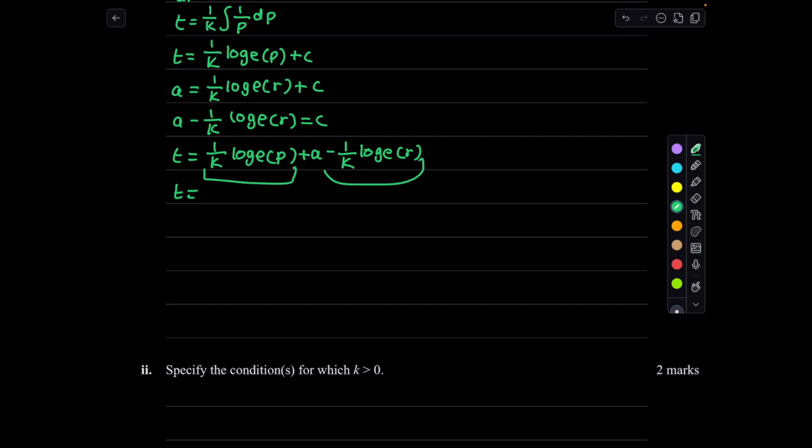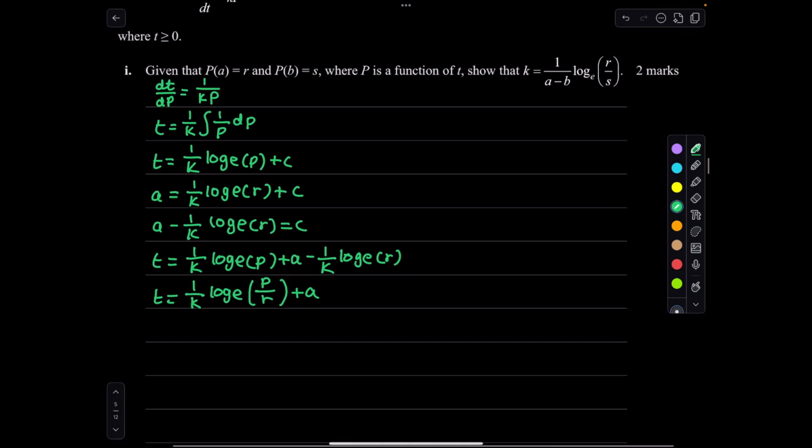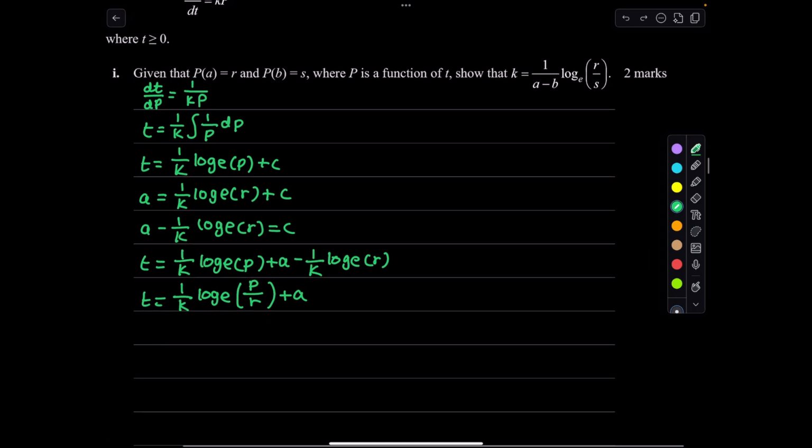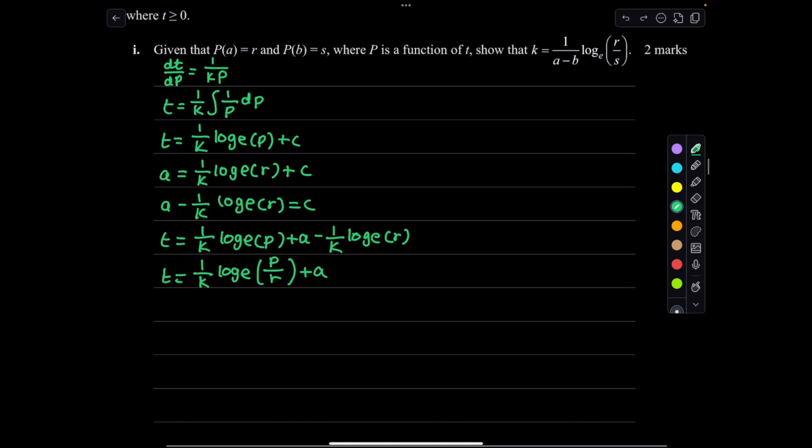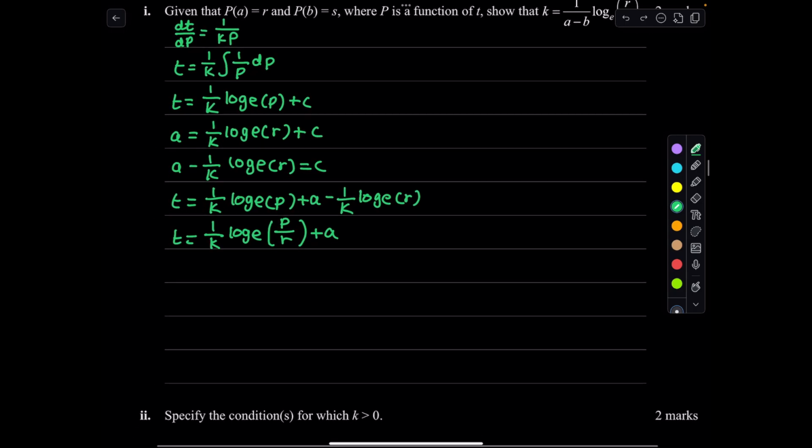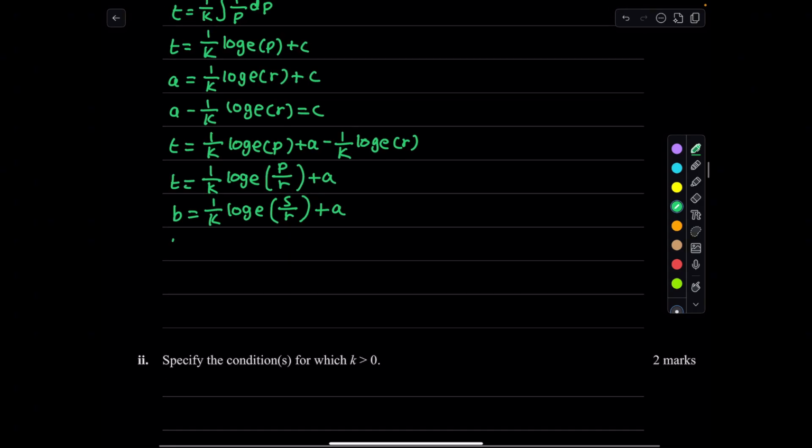All right, so we can simplify this much further, because you know how you've got 1 over k log p and minus 1 over k log r, that becomes 1 over k log p over r. So let me write it nicely: t equals 1 over k log, p over r, plus a. And now we want to sub in P of b equals s, so we're going to sub in b and s. So when t equals b, your p value is s, then b equals 1 over k log s over r plus a. And I'm going to minus a on both sides, so it's going to be b minus a.